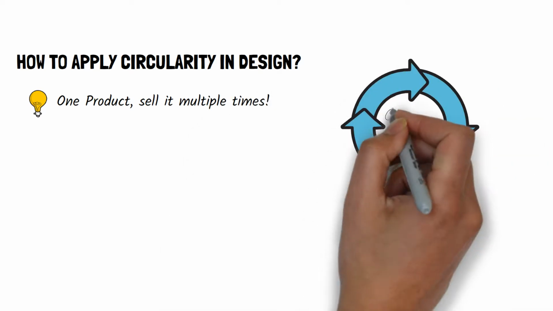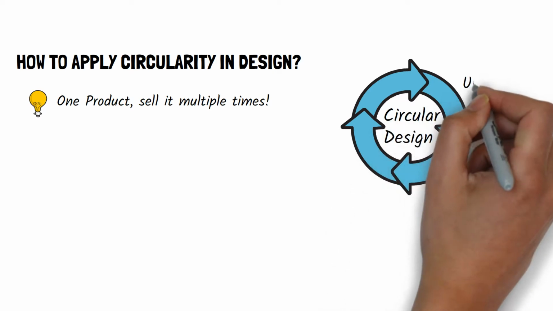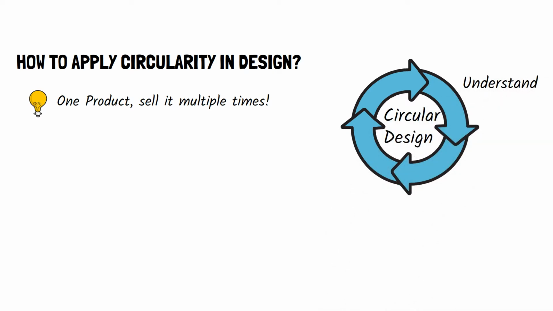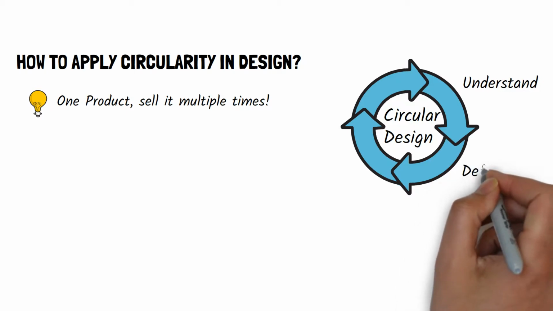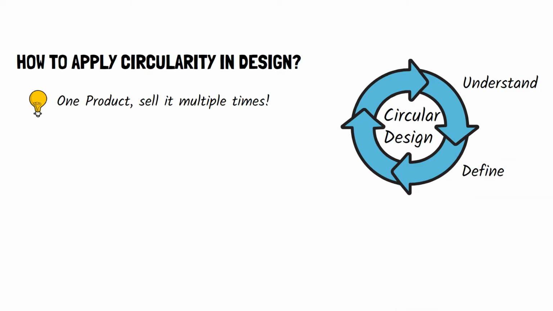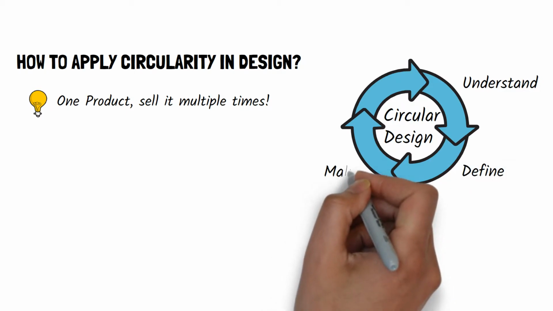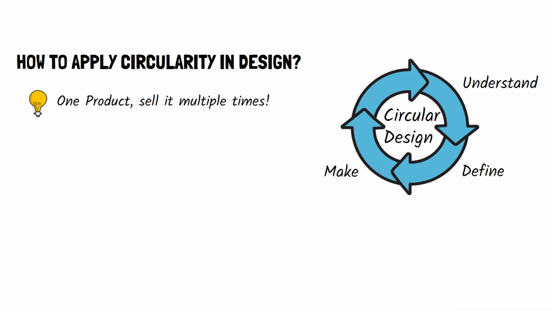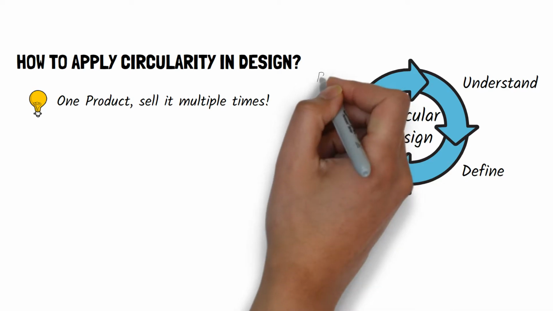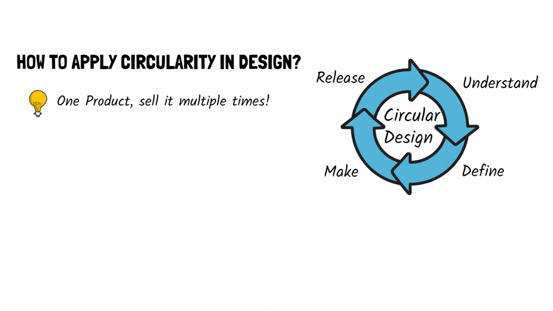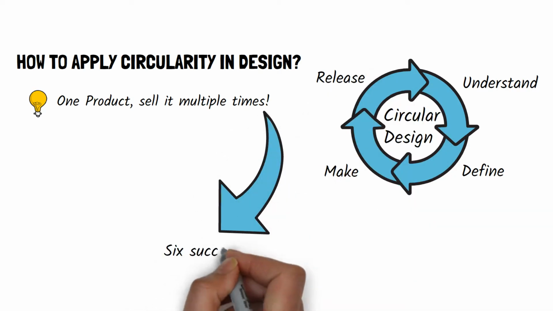The circular design consists of 4 stages. First, understand and ask yourself what is needed. Second, define what is the result in broader system. Third, make prototype, create and iterate as much as possible. And fourth, release and launch your product and learn from experience. Now let's look into some of the successful circular design strategies here.